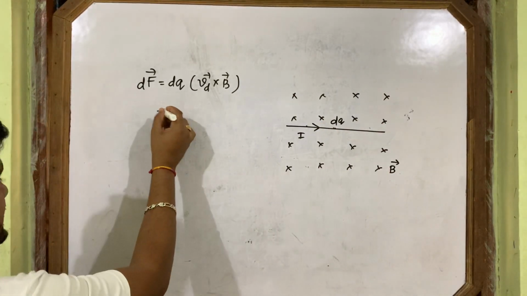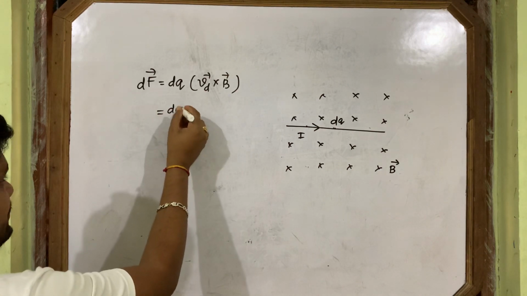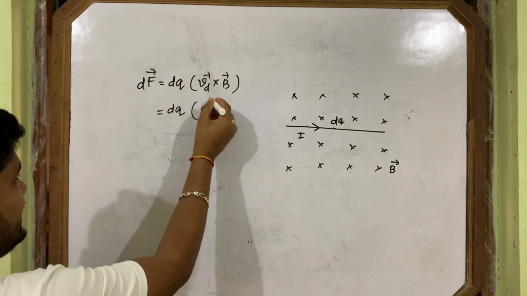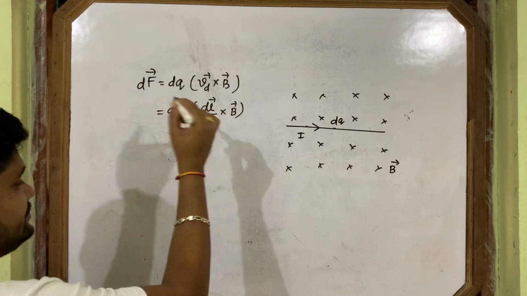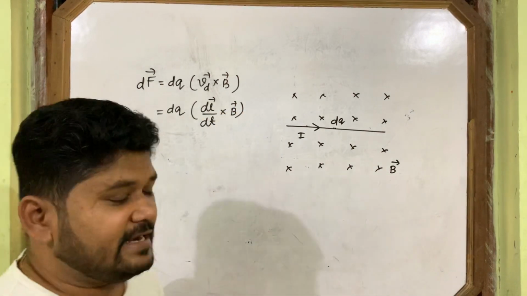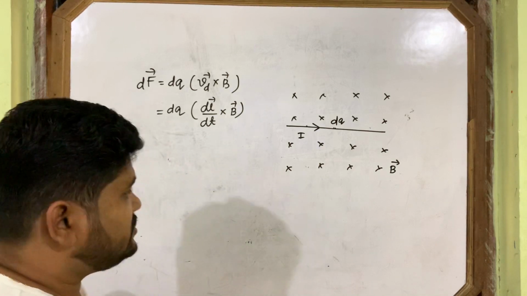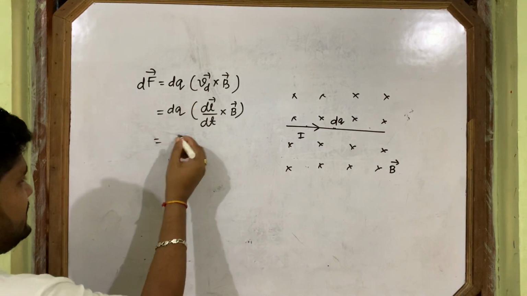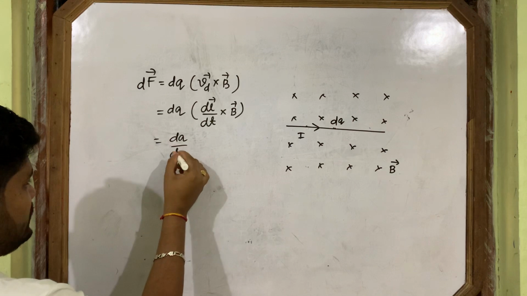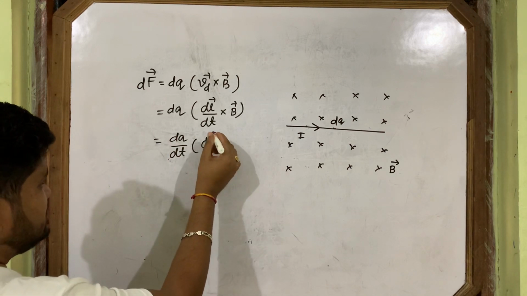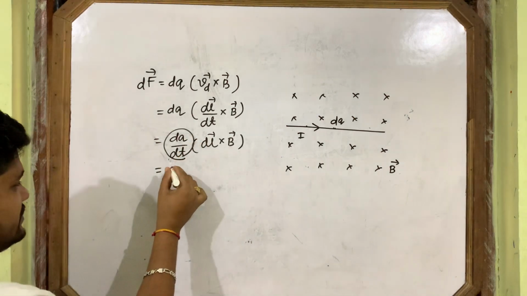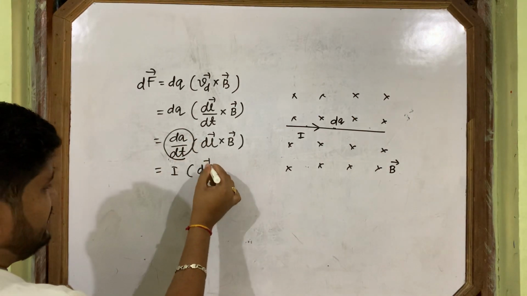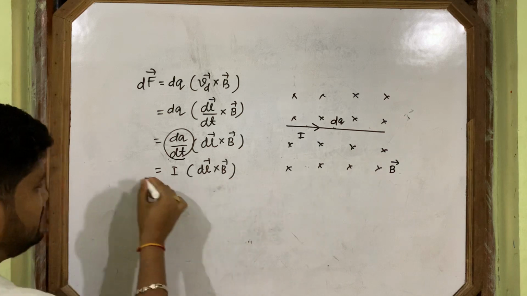So here we have dq, but what about vd? Can I write vd is dl by dt? I am writing here dl by dt cross B. So dt is taken outside. So this is dq by dt times dl cross B. So what is dq by dt? This is I, so dF = I dl cross B.